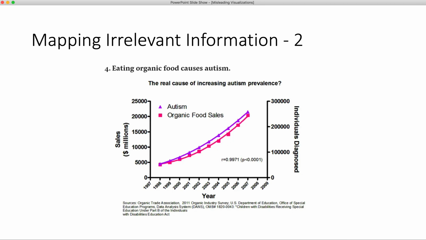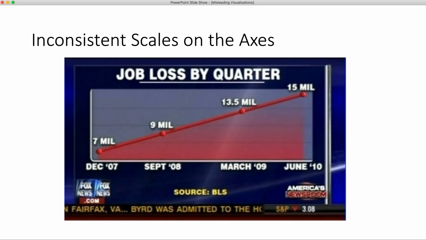Another one that I like a lot is mapping two measures that have nothing to do with each other. In this case, the number of individuals diagnosed with autism and sales of organic food in $1 million. It is purported to suggest that organic food will cause autism. Although you could, of course, also argue that a higher incidence of autism leads to an increase in organic food sales. These issues are completely unrelated, and mapping them on the same graph is misleading.